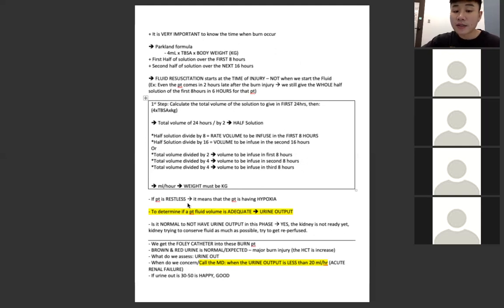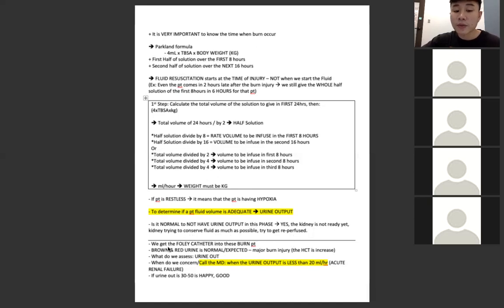If the patient is restless, it means that the patient is having hypoxia. To determine if the patient's fluid volume is adequate, we check the urine output. Is it normal to not have urine output in this phase? Yes. The kidney is not ready yet. The kidney is trying to conserve fluid as much as possible and trying to get perfused.